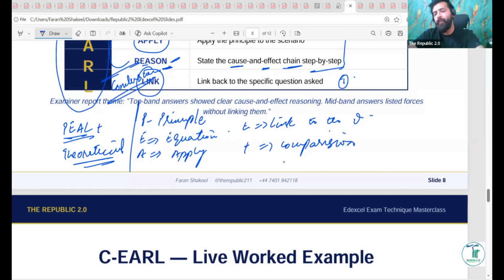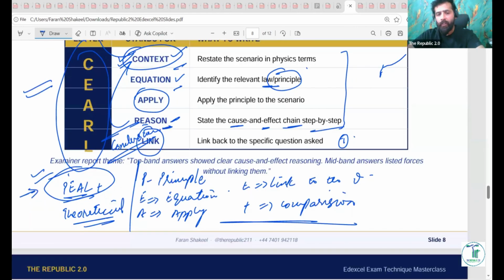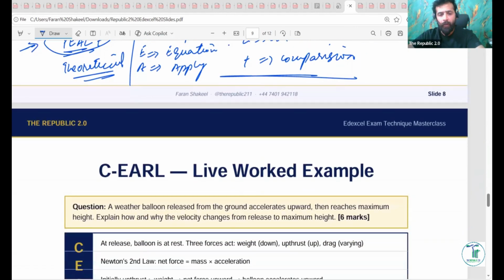So there are 2 types of 6-marker questions. Some of them can be handled by just the SIR method. Some of them can be handled with the PEEL plus method, right? I can understand you guys wouldn't be understanding these 2 methods quite clearly, but still when you practice a question after tonight, you need to follow these ones and you'll see the improvement after looking at the marking schemes.